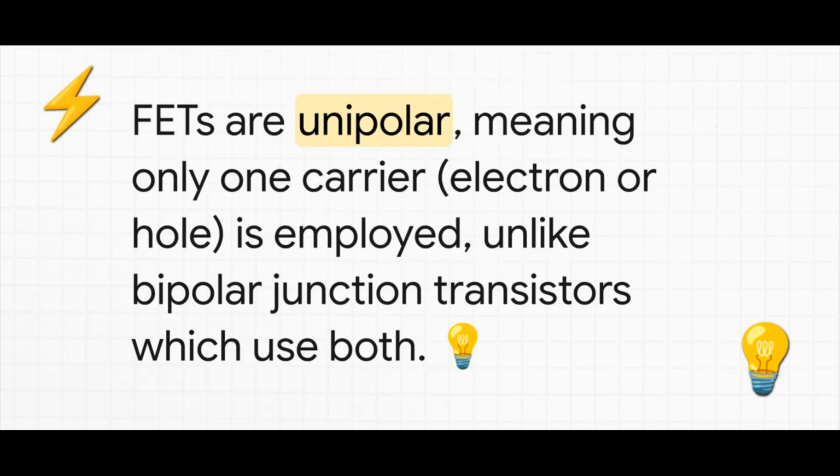Now, here's a really crucial difference between FETs and another kind of transistor, the BJT. BJTs are bipolar, which means they need both negatively charged electrons and positively charged holes to work. But FETs, they're unipolar. They're specialists. They get the job done using either electrons or holes, but never both at the same time. And trust me, that one little detail makes a world of difference in how they perform.